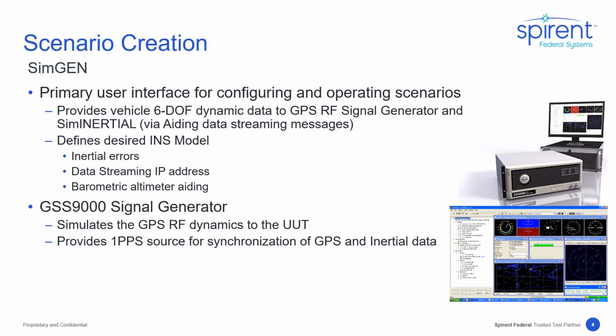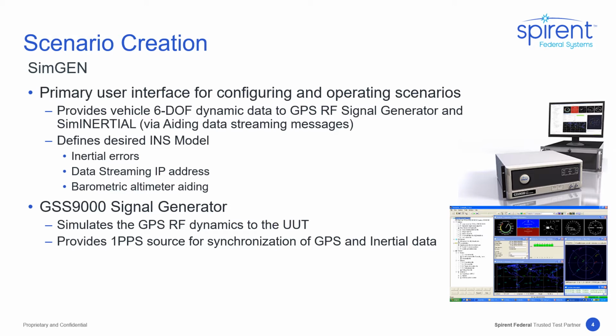Scenario creation when utilizing SimInertial will occur via SimGen. When running, SimGen provides trajectory data to both the RF signal generator via PCIe and to SimInertial via streamed aiding data messages. In SimGen, users will define the desired INS model, any applied errors, the IP address of the SimInertial machine, and the message type for barometric altitude aiding if used.